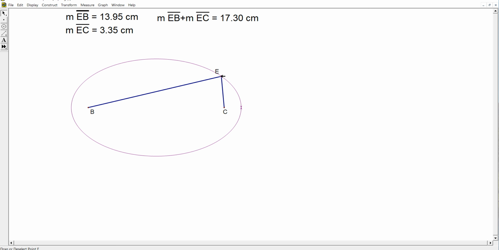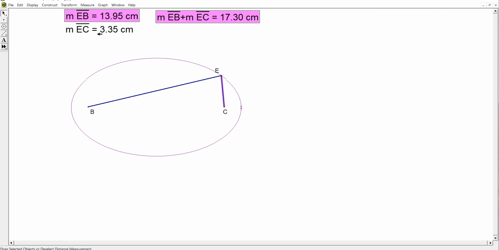And as I do it, I'm going to continually measure the distance from E to B, which is that line segment I just clicked, and E to C. I'm going to continually measure those two things. And over here, I'm going to add them up. So you're going to see these two things changing on the left, but when you add them together, the two numbers are always going to add to 17.3. Right, so let's try.